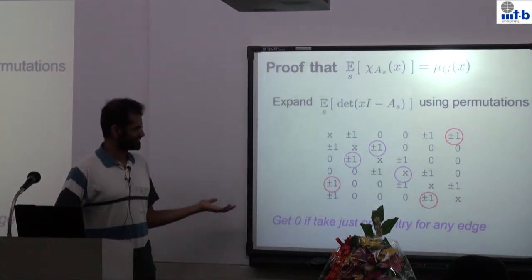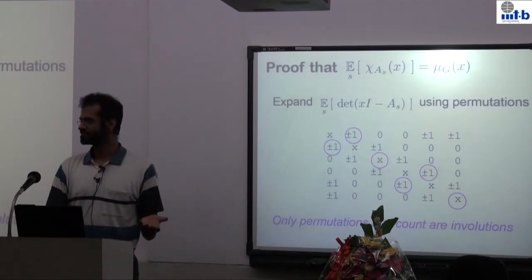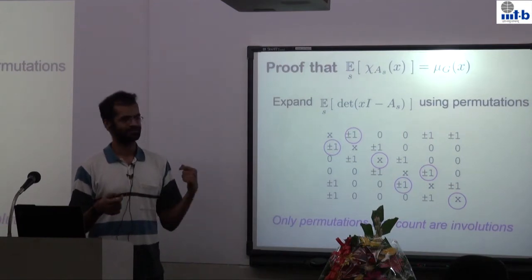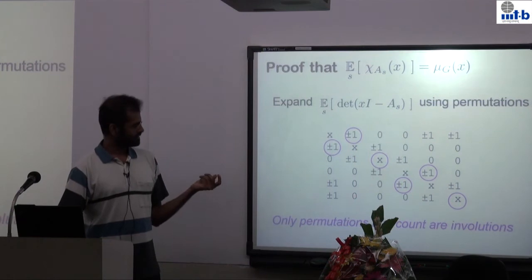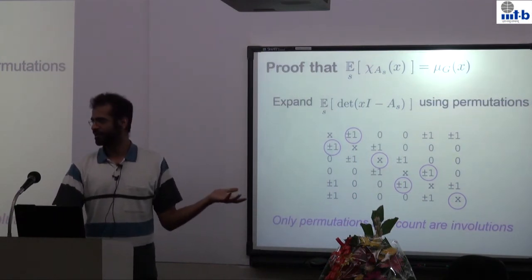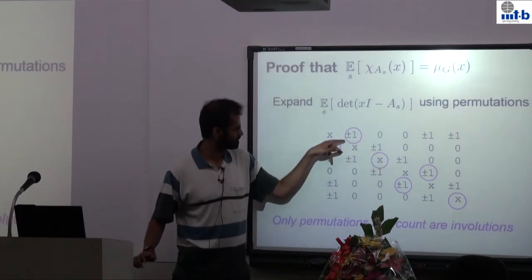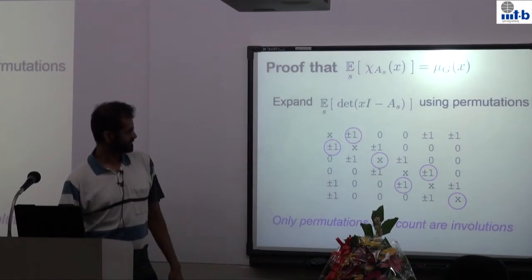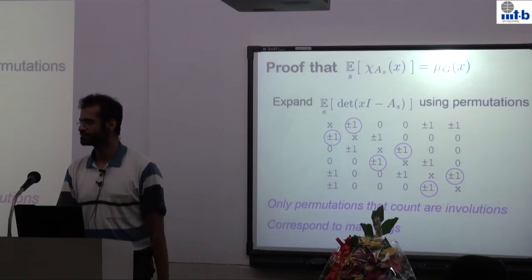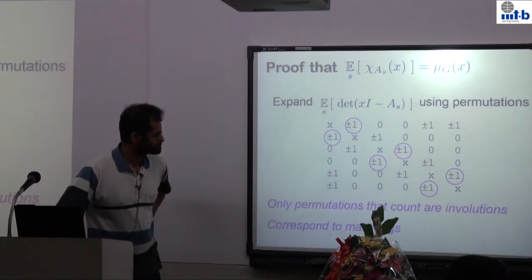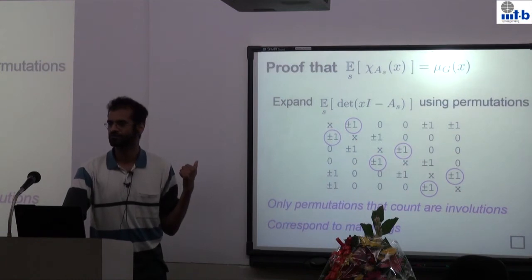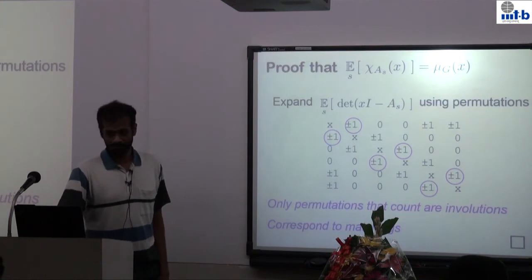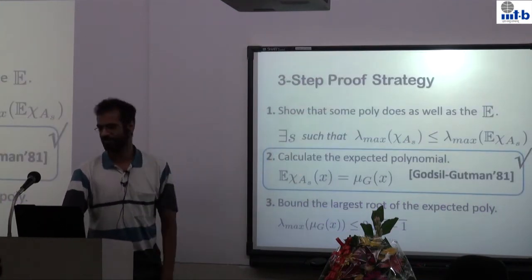And now, it's easy to see the only permutations that do that are involutions. The only permutations that count map i to j and j to i, which is a swap. Those are matchings. That's what they are. So either you pick some guys on the diagonal, or you pick a bunch of swaps. And so the only terms that show up in the sum are matchings, and then you just write it down and you get the matching polynomial. So it's like a 4-line proof. Are there any questions about this proof? Okay. So that's done. The expected polynomial is the matching polynomial.